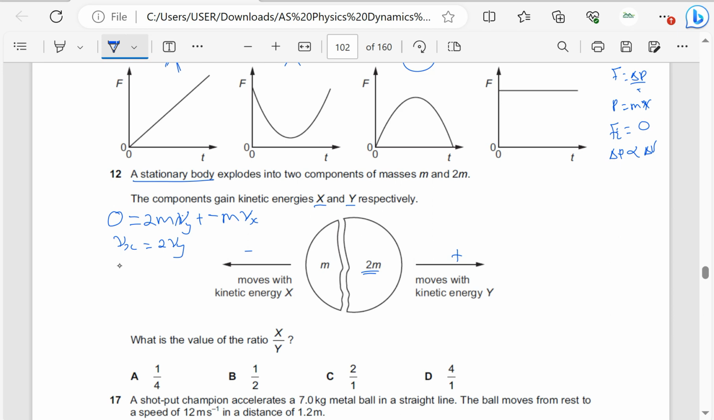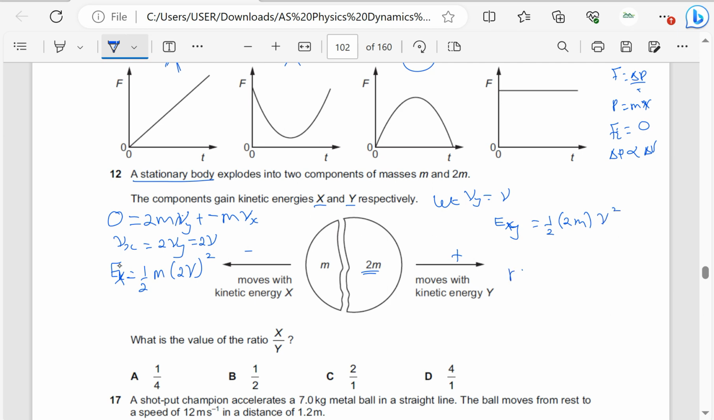Vx is twice Vy. That means the kinetic energy for x is going to be a half times its mass, which is m, times its velocity, which is twice V, so times 2V squared. Let Vy be just V. So Vx is twice V. Then the kinetic energy of y is going to be a half times the mass, which is 2m, times its velocity, which is V, but squared.